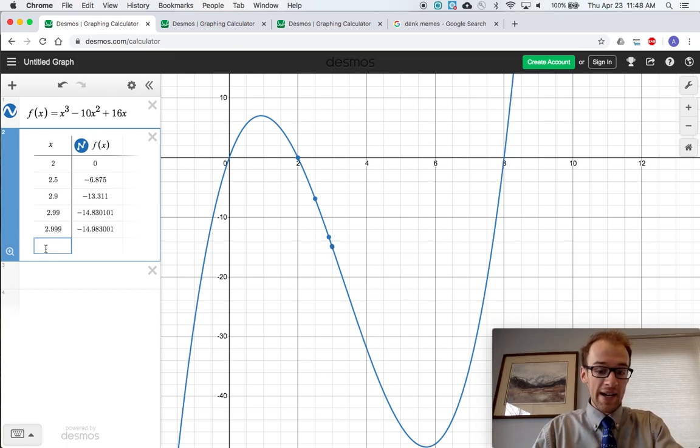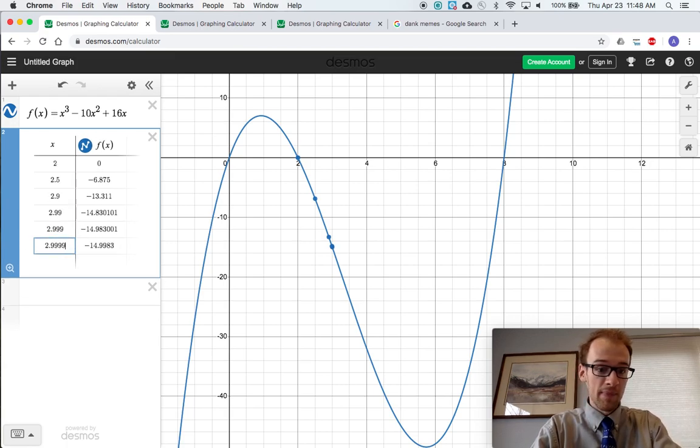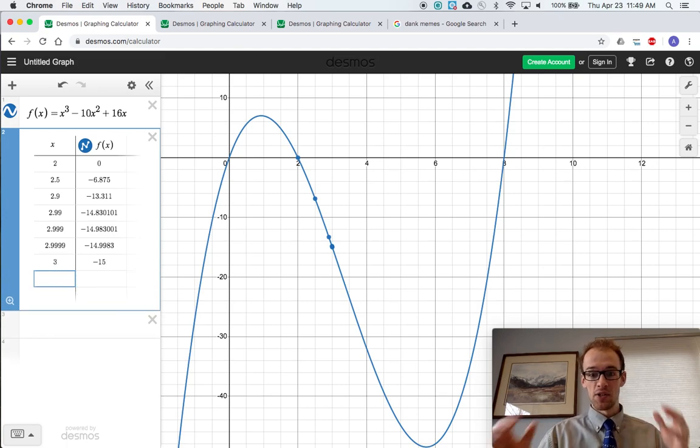And 2.99999, you can see that as x approaches 3, the y value approaches negative 15. So what happens when I actually plug in 3? I get negative 15. No surprise. There's no problems with this function.